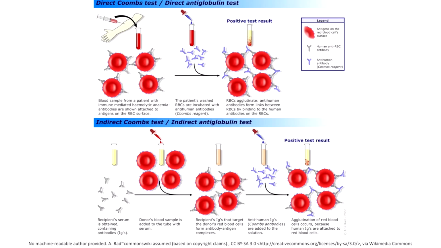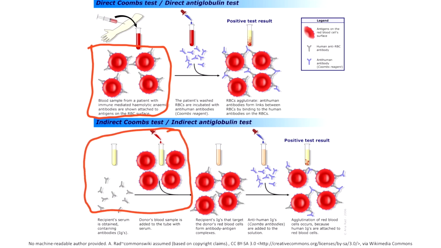This figure illustrates the process of direct and indirect Coombs testing in a stepwise fashion. The direct Coombs test works by detecting autoantibodies that are attached directly to the red blood cells, as can be seen here. The indirect Coombs test, on the other hand, works by detecting autoantibodies that are floating around in the patient's serum, as illustrated here. In general, both versions of the Coombs test evaluate the patient's blood for evidence of a type 2 hypersensitivity reaction.